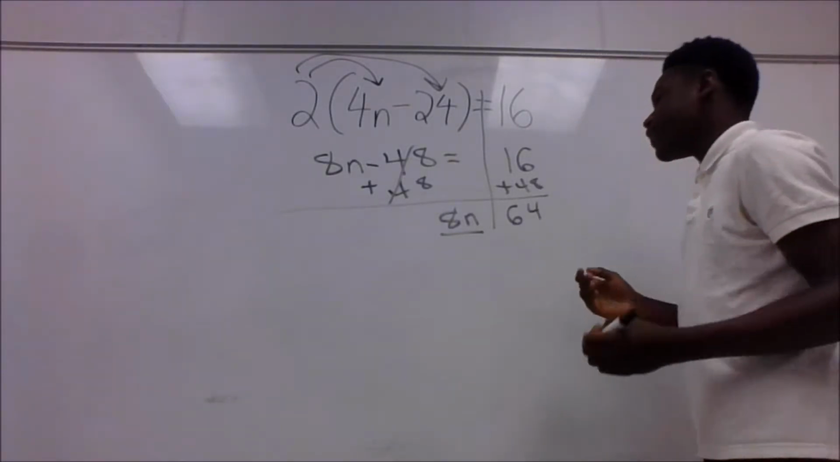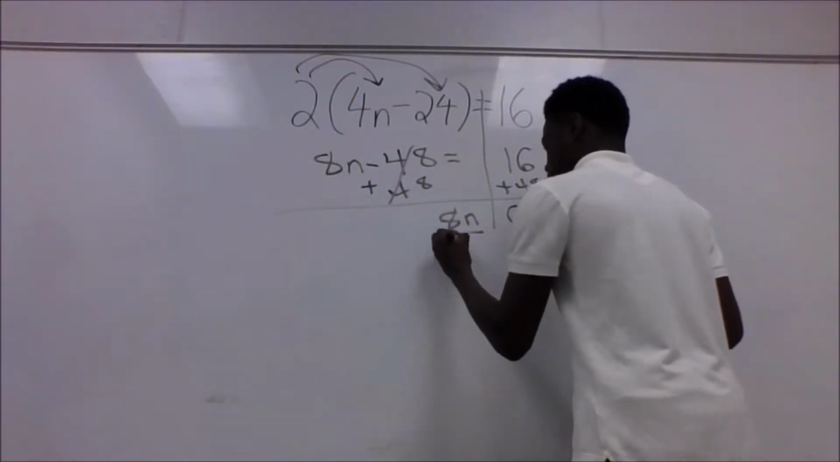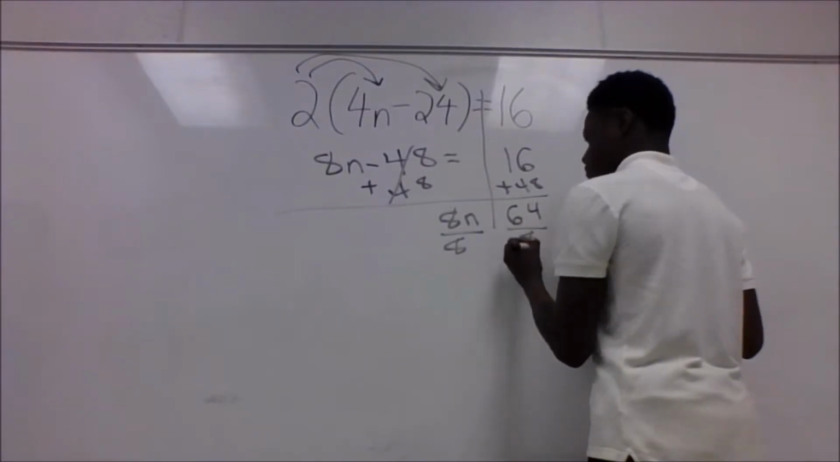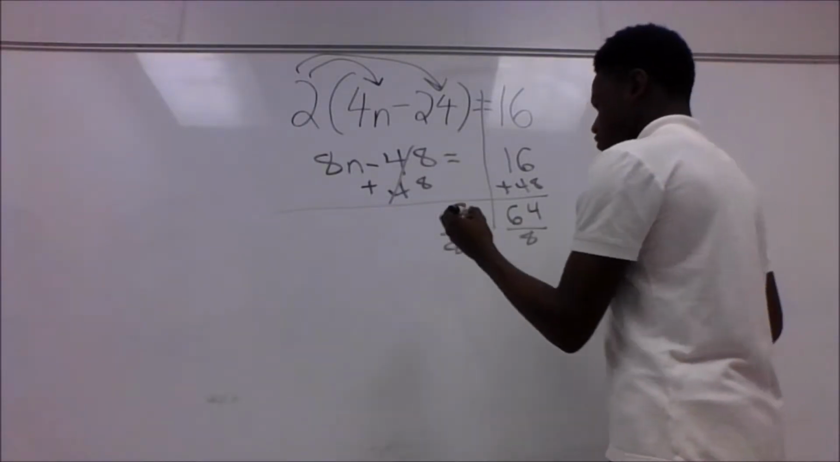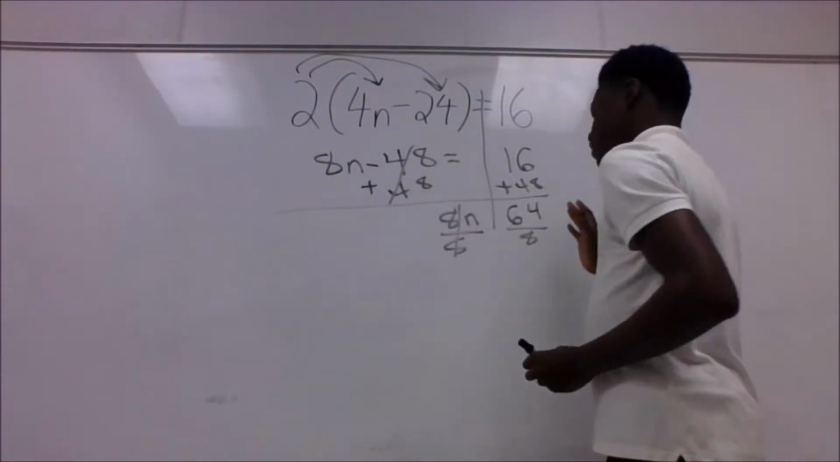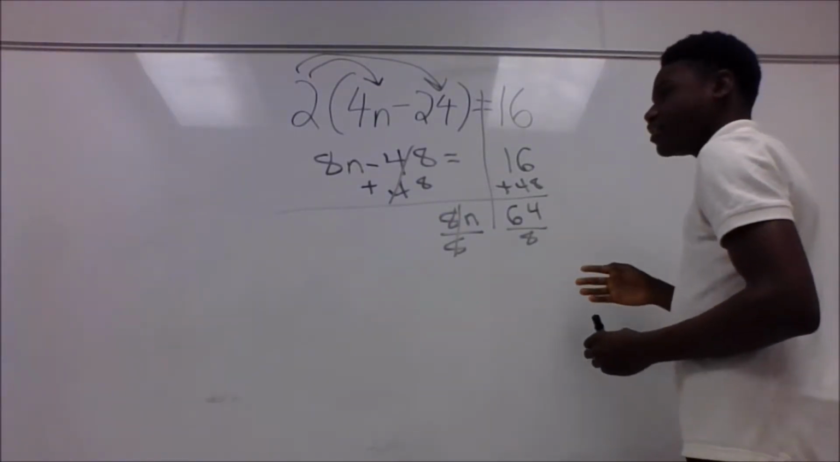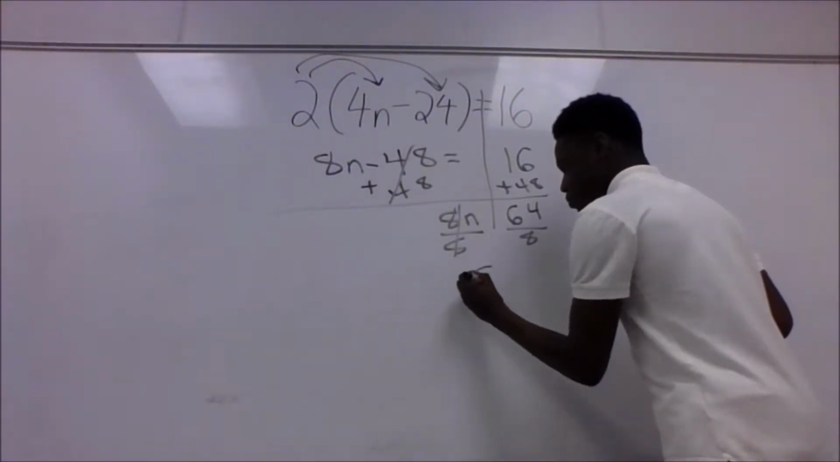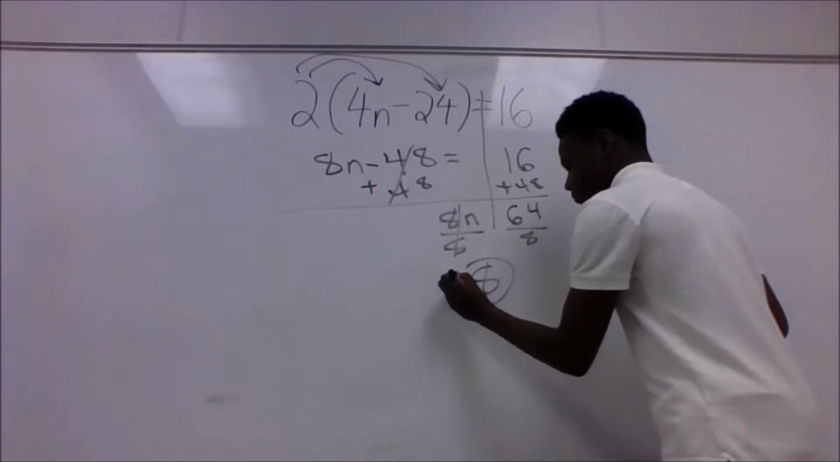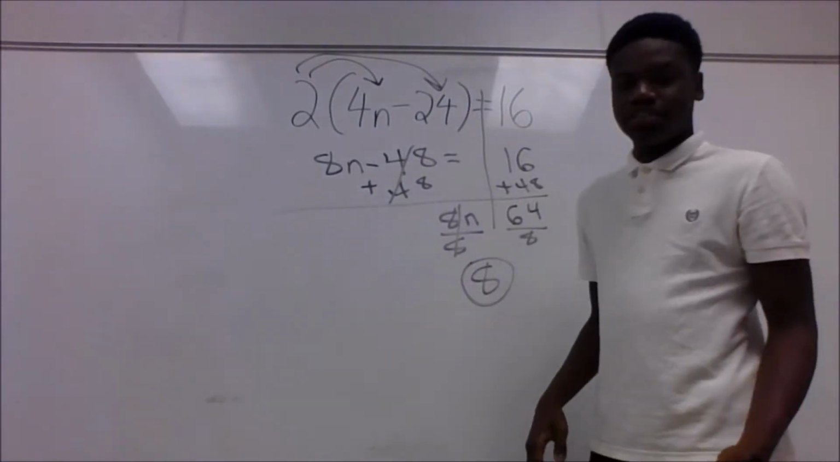Like the other problem, you're going to divide both of them by 8. So this crosses out, because 8 divided by 8 is 1. 64 divided by 8 will give you a positive 8. And that is the second problem.